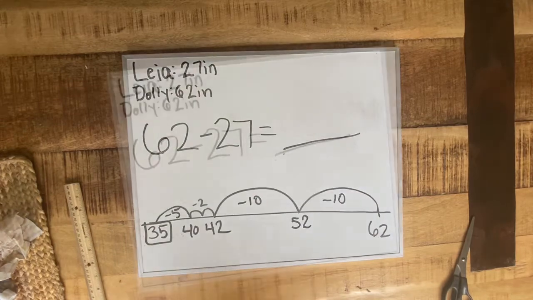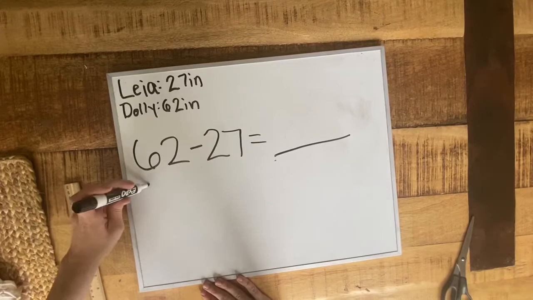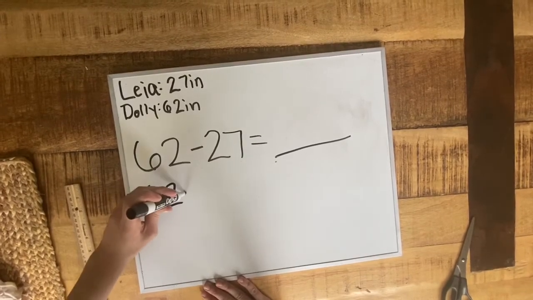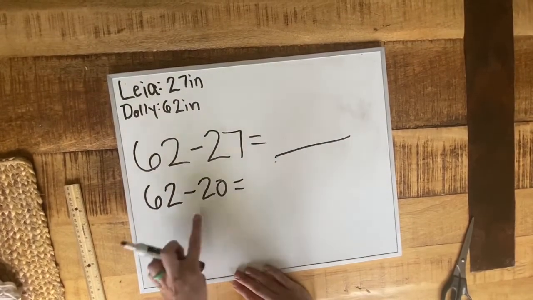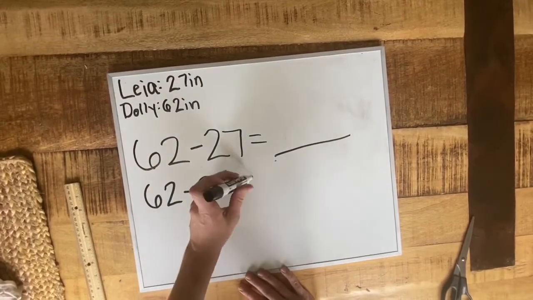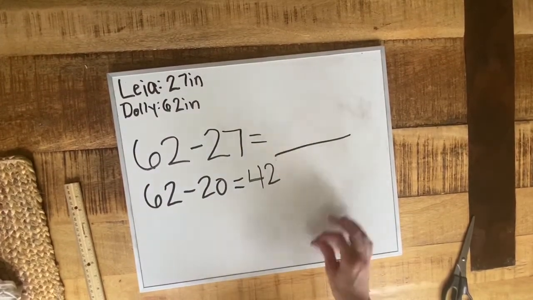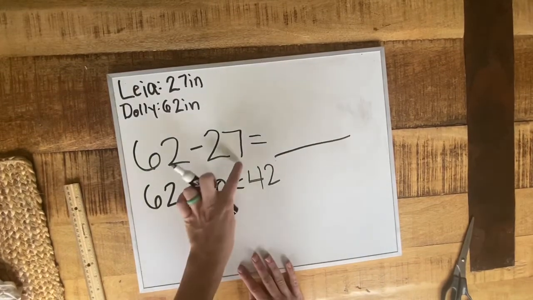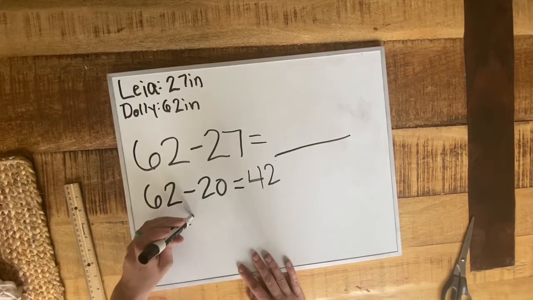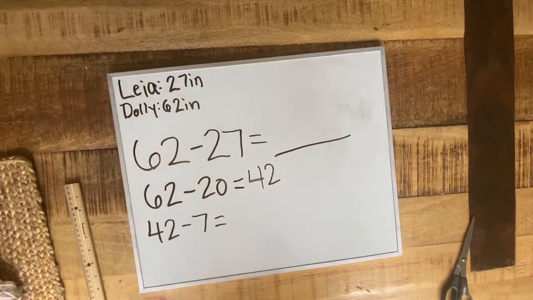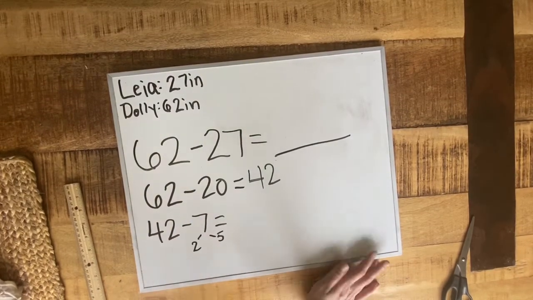Let's try it a different way. Let's try just using equations. So, I could do 62 minus 20. I'm going to split that 27 into tens and ones. And that would be, well, 6 tens take away 2 tens is 4 tens. 2 minus 0 is still 2. So we're at 42. But now we need to take away the 7. So 42 minus 7 equals, well, I could take away a 2 and a 5, kind of like I did on my number line.